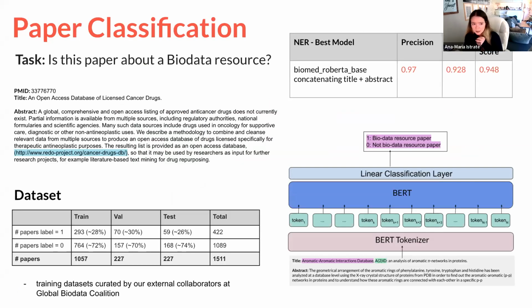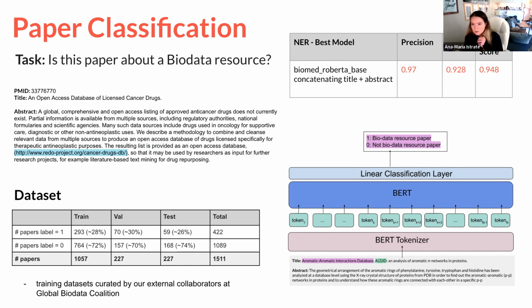For the paper classification task, our data set has a total of 1,500 papers. 400 of them have a positive label and 1,000 of them have a negative label. This is a fairly small data set because one of the challenges we have is that for a lot of the things we're interested in, there are no openly available data sets, so we have to build them in-house. In fact, this training data set has been curated by our collaborators at the Global Biodata Coalition.